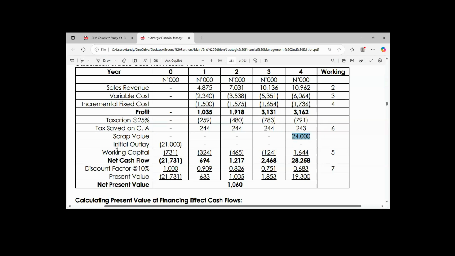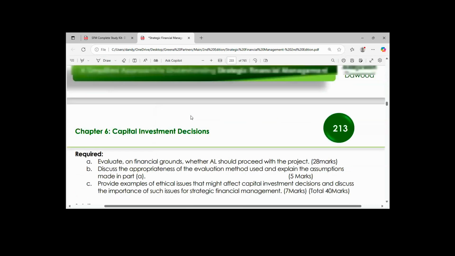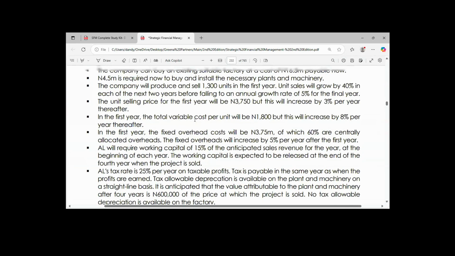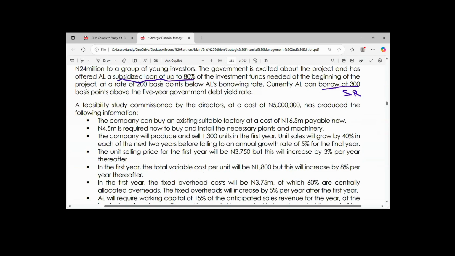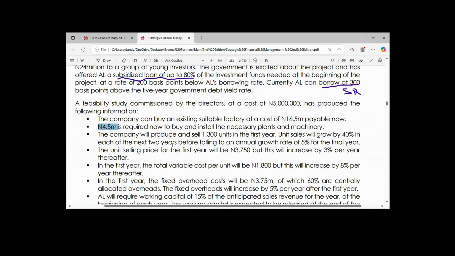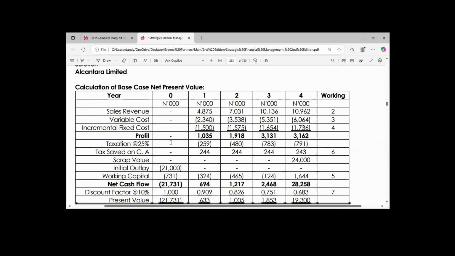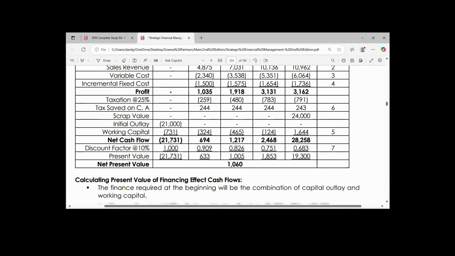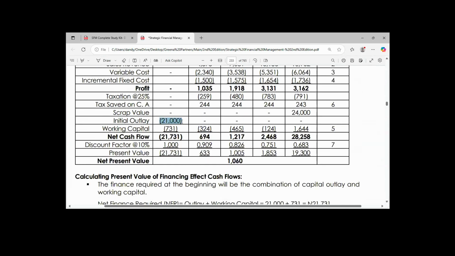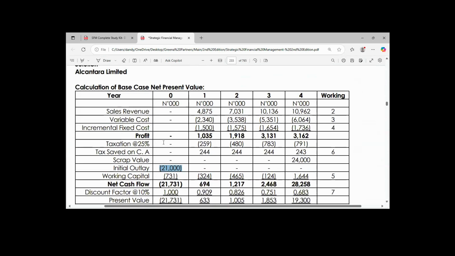Then we indicate the initial outlay. The initial outlay is in 2 folds. One for the existing building, one for plant and machinery. All right. Initial outlay is 16.5 million plus the 4.5 million. So that's what produced the 21 million naira. So that's the 21,000 you are seeing there. Our figures are in thousands.